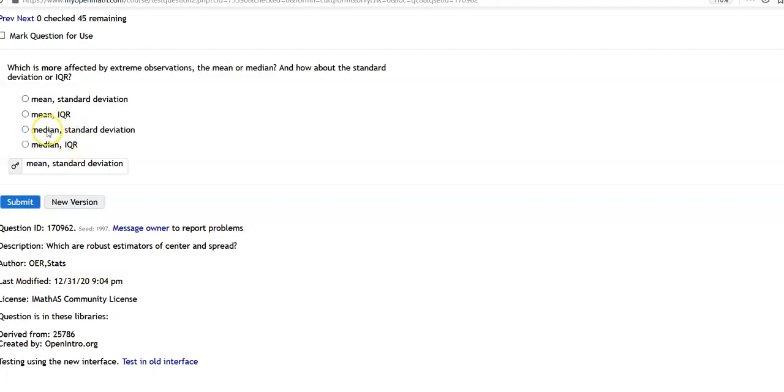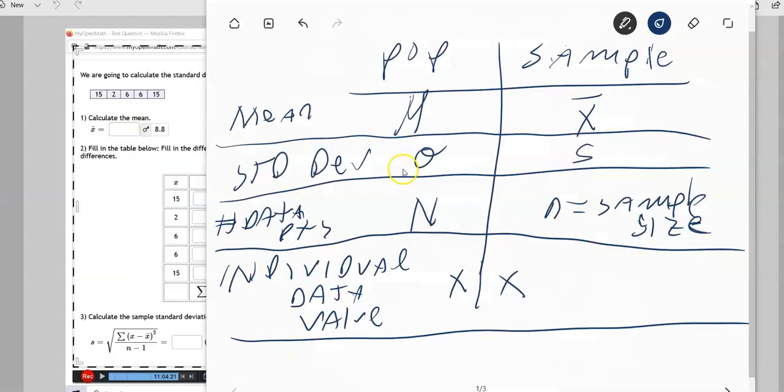Now, what will be affected is the mean, because if you got all these extreme observations, that will affect the mean because you're going to add them up and divide by the number of data, and the standard deviation. So that problem will make you think a little bit. The mean and the standard deviation are affected by skewed data or a bunch of data all over the place, whereas the median and the IQR will not be affected at all.